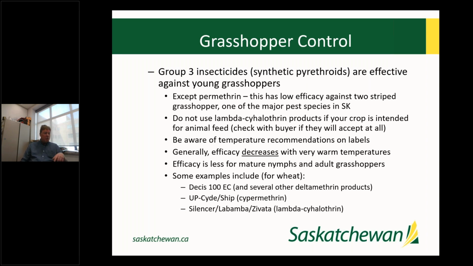Upside Ship. Oh yeah, I apologize. Upside Ship is actually cypermethrin. So I'm not remembering the permethrin products. Check the guide to crop protection though. So permethrin products, don't use those on grasshoppers. Silencer, Labamba zivata. These are lambda cyhalothrin, and of course, if you're producing crops for feed, steer clear.